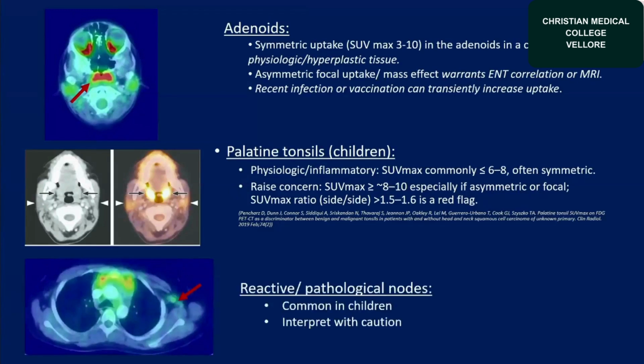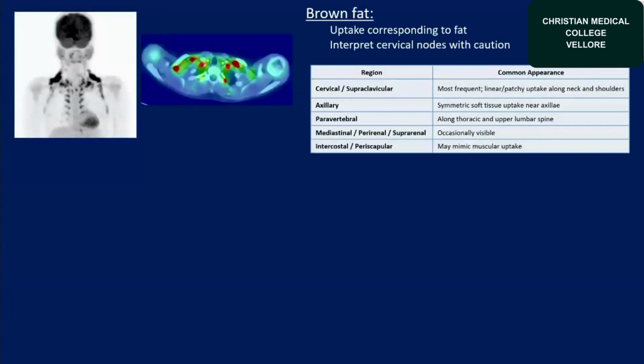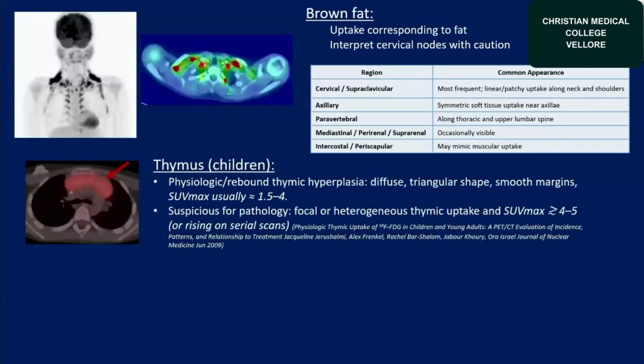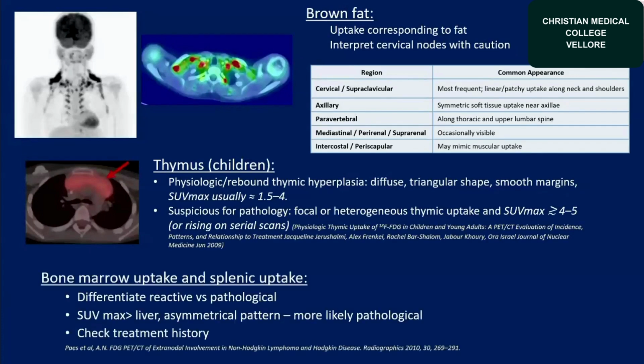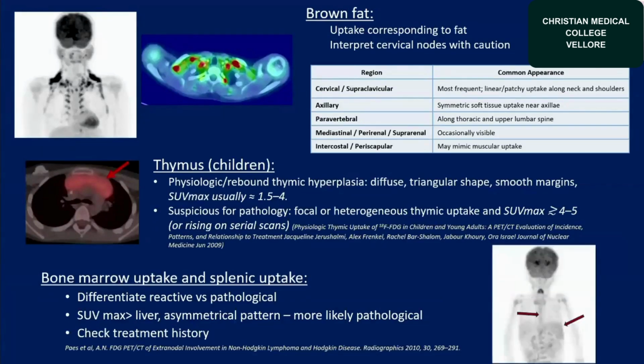Here again, reactive nodes should be kept in mind, which are common in children and should be interpreted with caution. The presence of brown fat is very commonly seen in the cervical and supraclavicular regions, axillary regions, and paravertebral regions. Especially when there's high brown fat in the areas of cervical nodes, we need to be careful while looking at the images. Again, thymus: physiological or rebound thymic uptake, when it's diffuse, having smooth margins and SUV within 4, is considered physiological. But when it's focal or heterogeneous, or exceeds an SUV max of usually more than 4, we have to raise suspicion. Bone marrow uptake and splenic uptake are very commonly seen post-treatment, but whenever there's an asymmetrical pattern, it's more likely to be pathological.